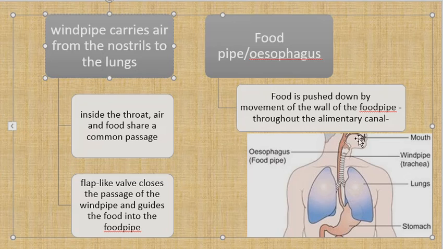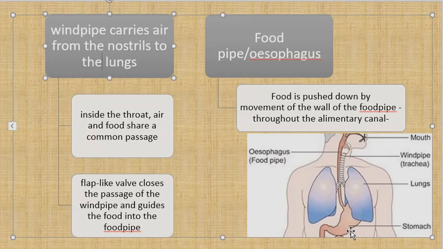Food is pushed down by the movements of the walls of the food pipe throughout the alimentary canal. In the earlier classes, you have studied the digestive system, where the movement of the food pipe helps the food to move down. We have studied that, and then food reaches the stomach.